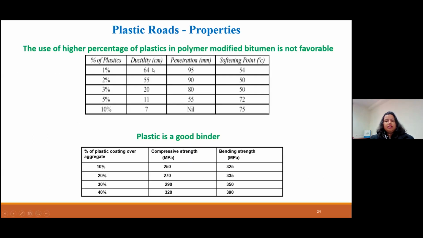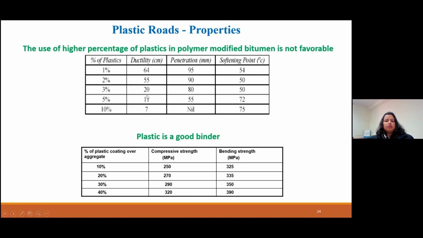So let us see the ductility, penetration, and softening point values at different percentages when plastic is introduced into the bitumen modification. As you can see, we have added 1%, 2%, 3%, 5%, and we will never go beyond 8% in the replacement, but this 10% is just for understanding the behavior of ductility in bitumen.